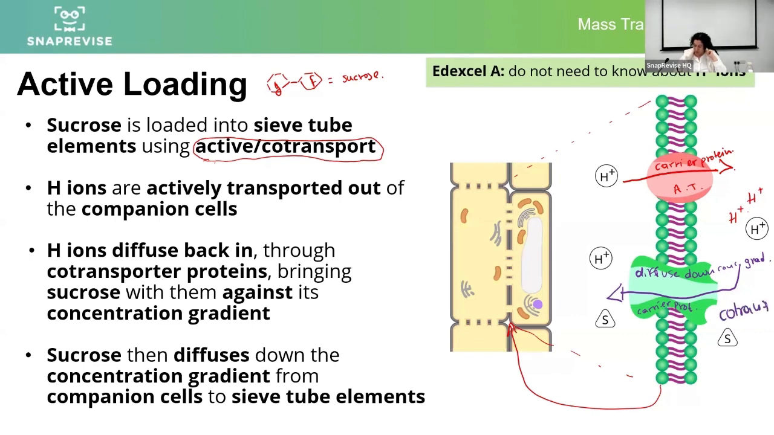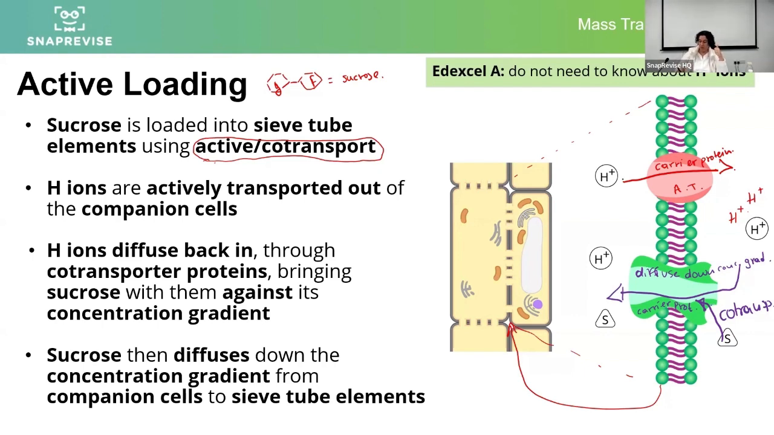Co-transport sucrose in there. If you've done your revision, you'll remember that there are many examples of these co-transporters, and those of you that are in year 13 will even remember them from your kidney. There are co-transporters in the intestine.